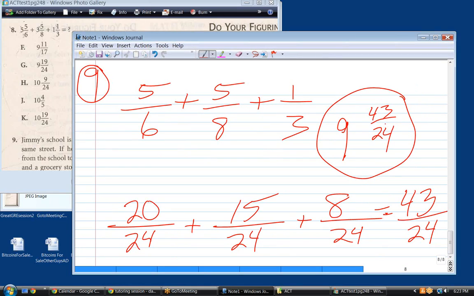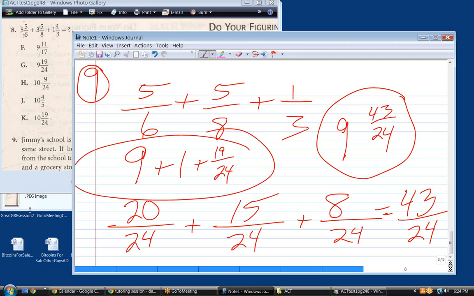In other words, 43/24ths is greater than 1. So if I want to pull a 1 out of that, how many do I have left over? 24 goes into there once, with how many remaining? 19. So now I could write it as 9 plus 1 plus 19/24, right? No, 10 and 19/24. Exactly.